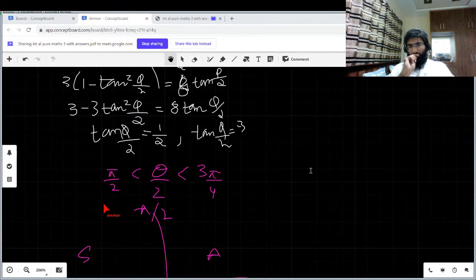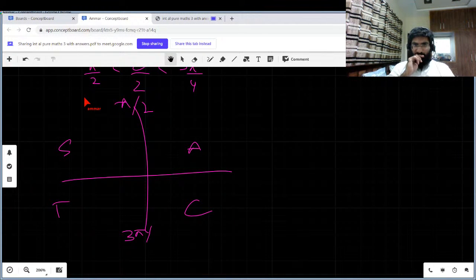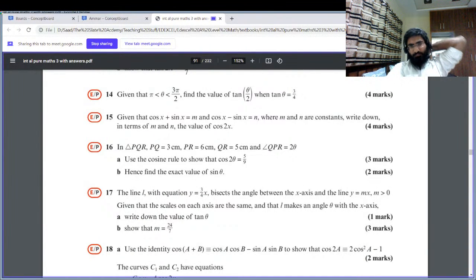And what about theta itself? Theta was more than pi, right? Yeah. I don't know. More than pi. Do the next question. I'll think about it in the meanwhile. Okay.